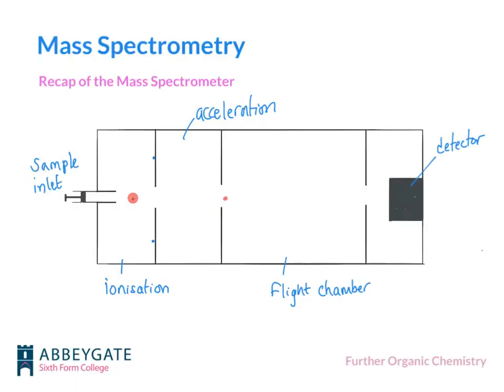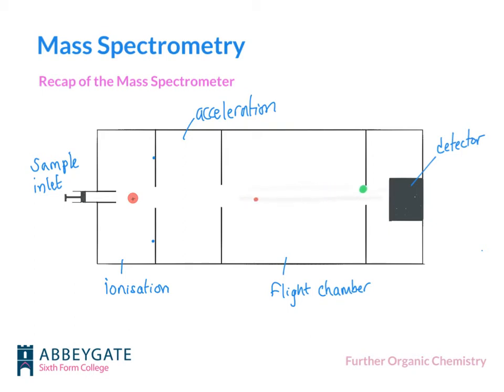Okay, let's have a quick look at what goes on in ionization. So the simplest way for ionization to happen is electron bombardment. So if an electron hits a sample, the sample becomes positively charged. Okay, our sample then moves into acceleration where all of the particles are accelerated to have the same potential energy.